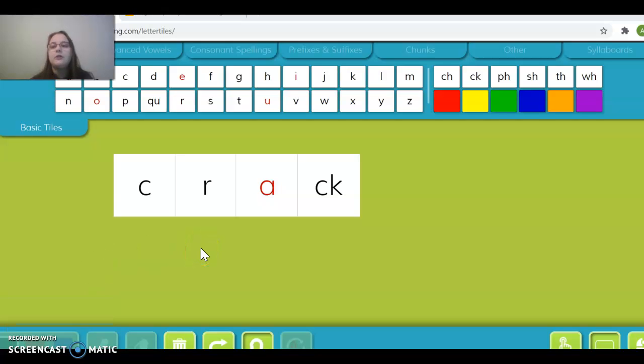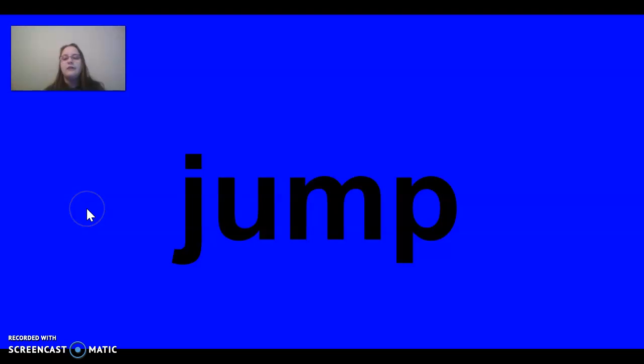Okay, friends, we're going to head on over to our sight words, or our high frequency words, and we are going to learn 4 new ones today. Okay, friends, you know how this goes. We're going to read, write, and spell each of our sight words. So our first sight word is jump.